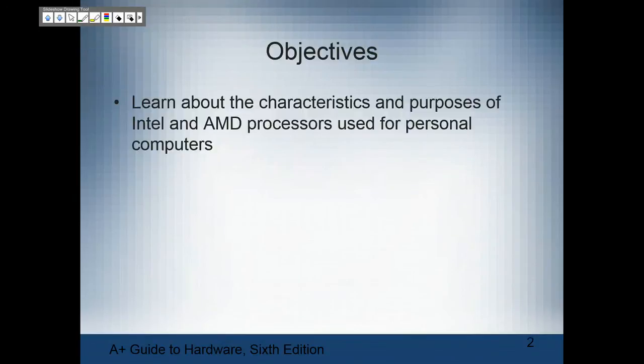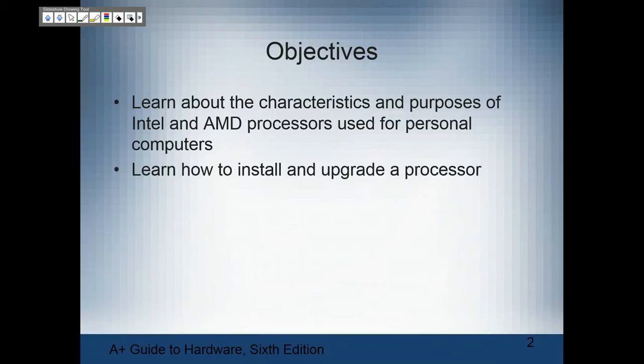The objectives are to learn about the characteristics and purposes of the Intel and AMD processors used for personal computers, and I think that you'll probably find when you do the A+ test that they focus on the Intel stuff. I'll see if I can double check with some of the other people that have taken it, but I think they probably focus on Intel when they ask specifics.